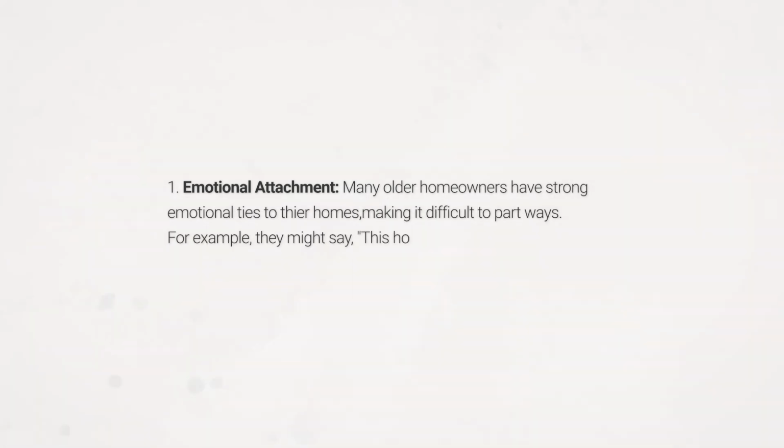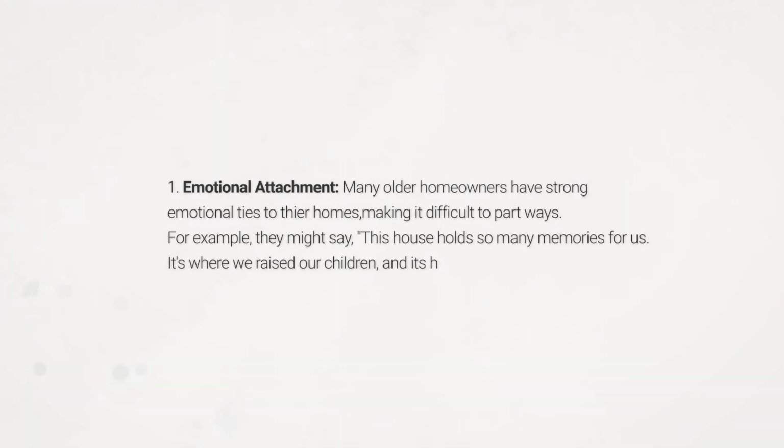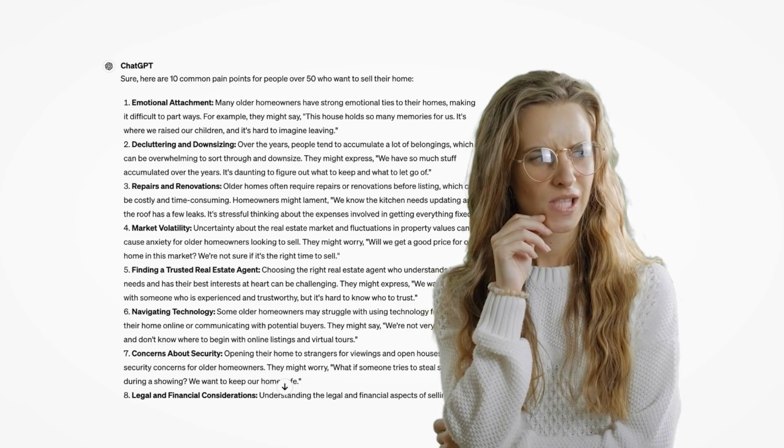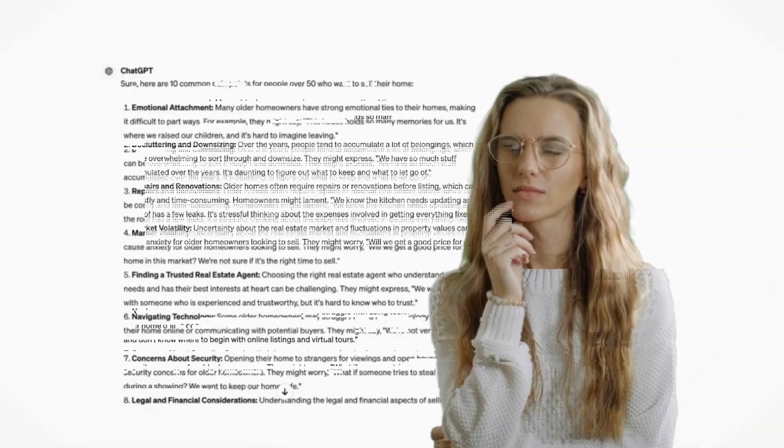Emotional attachment. Many older homeowners have strong emotional ties to their homes, making it difficult to part ways. For example, they might say, "This house holds so many memories for us. It's where we raised our children, and it's hard to imagine leaving." So when we have that sentence in their own words, we can save this for when we're ready to market our lead magnet. Now, if you're like, I don't know how this is going to turn into a lead magnet, no worries. We went through part 1.